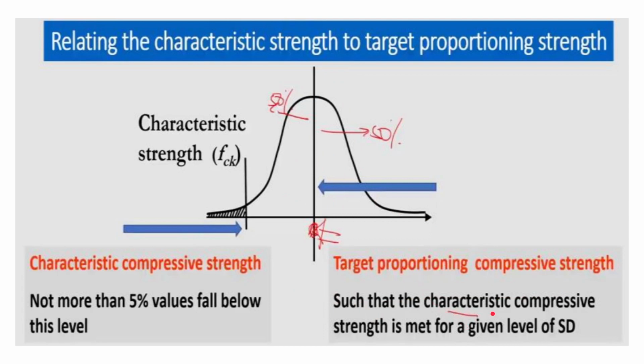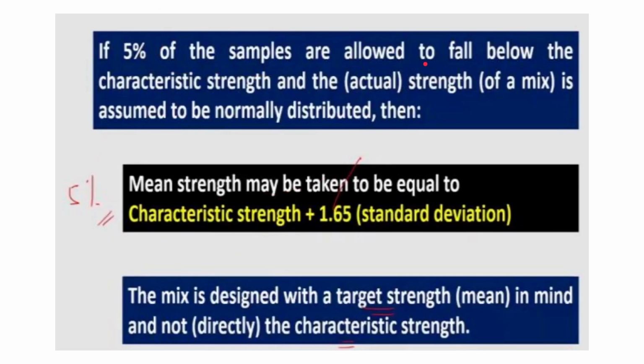So this is the strength such that the characteristic compressive strength is met for a given level of standard deviation. As we discussed in the previous slide, if we design for this strength, 50% will have values greater than that and 50% will have lesser, but definitely 95% of the values will be greater than this. So our condition is satisfied. If 5% of the samples are allowed to fall below the characteristic, and the actual strength of a mix is assumed to be normally distributed, then this is the criterion we get: mean strength is equal to characteristic strength plus 1.65 sigma.